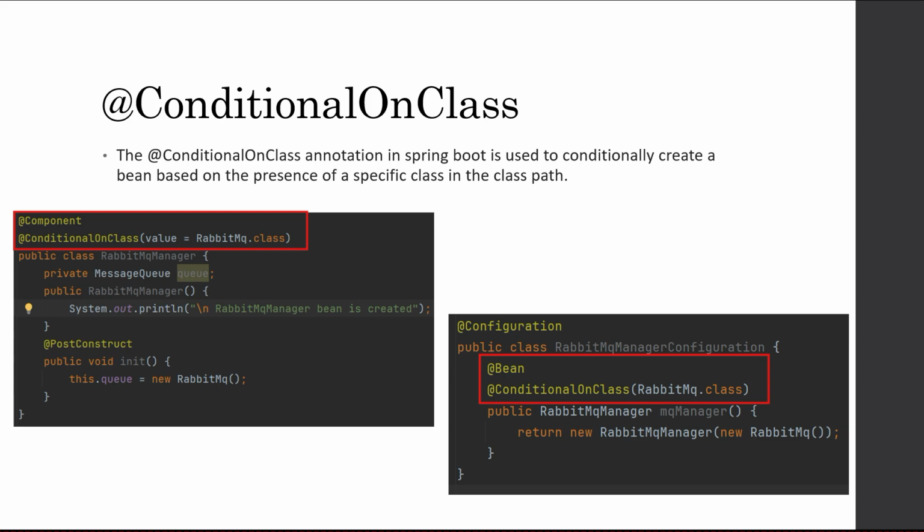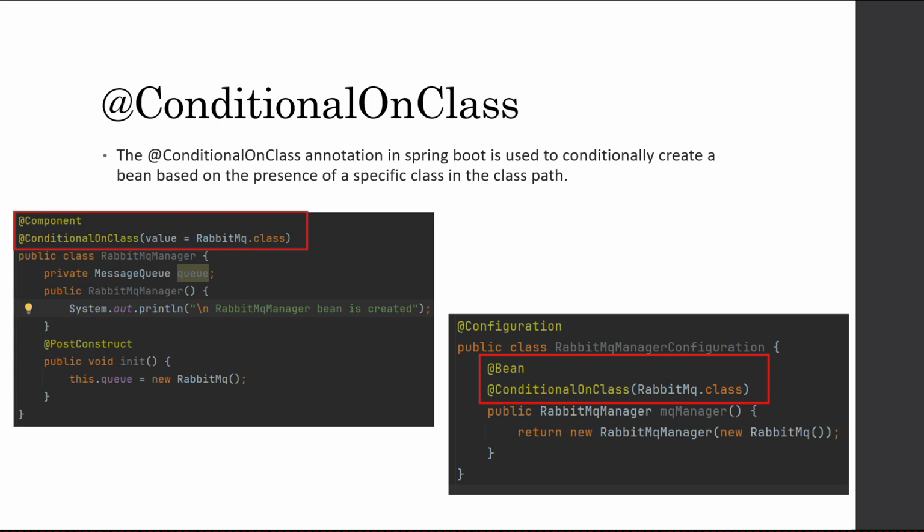So when the Spring Boot application starts, it will look for the RabbitMQ class in the packages and in the jar files which are included in the application. If this RabbitMQ class is present, in that case it is going to create the bean for RabbitMQManager, and if this RabbitMQ class is not present in the packages of the application and it is not present in the included jar files, then the bean would not be created for RabbitMQManager.